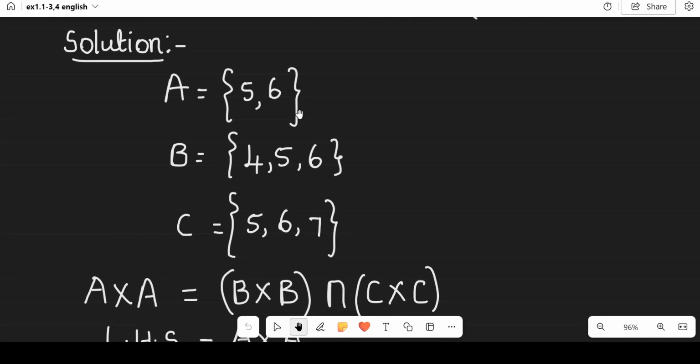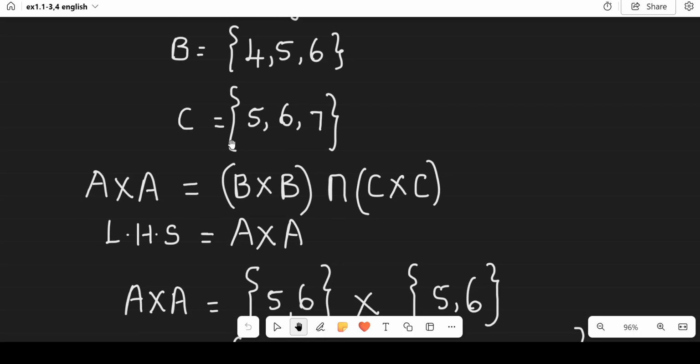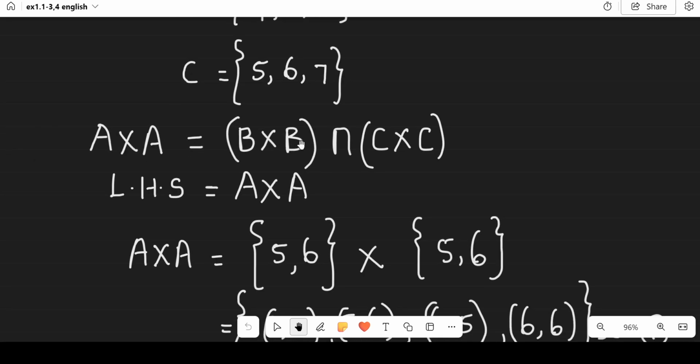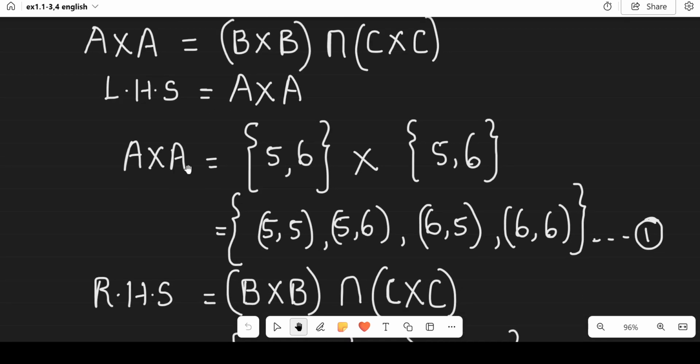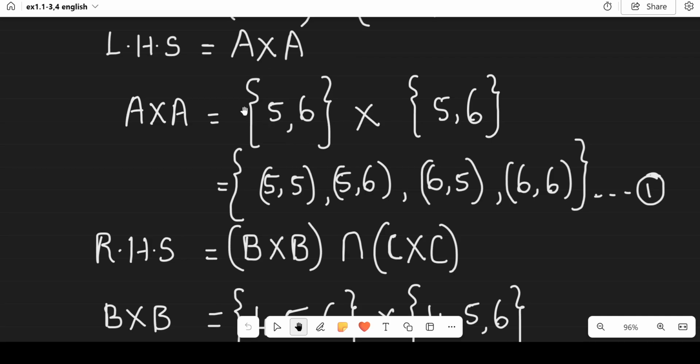So, for the solution, we are writing the given data. A is given, B is given, C is given. So, this we have to find out, right? A cross A, this one. So, we are taking A cross A as LHS. And we are going to simplify this LHS first. So A cross A, the value of A is 5, 6, that is given, okay. And Cartesian product, value of A again, A cross A. So this is coming under Cartesian product, right?